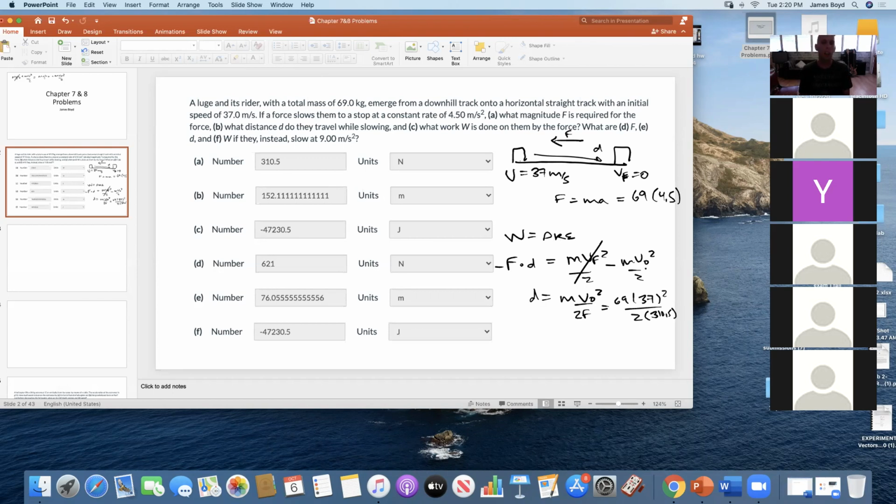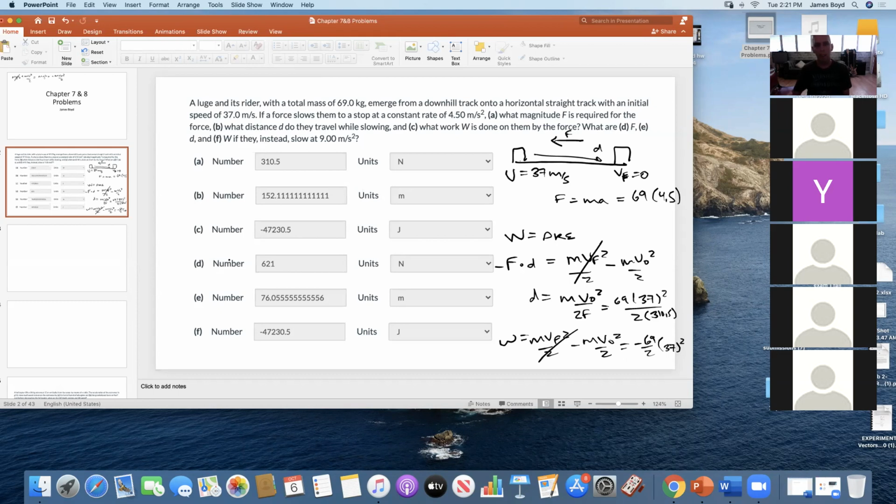Okay. All right. So what is the work done? Well, this is kind of easy. Work, we just said, is the change in kinetic energy. So that's mv final squared over 2 minus mv initial squared over 2. This is 0. This is negative 69 times 37 squared. So that's just the definition of work.